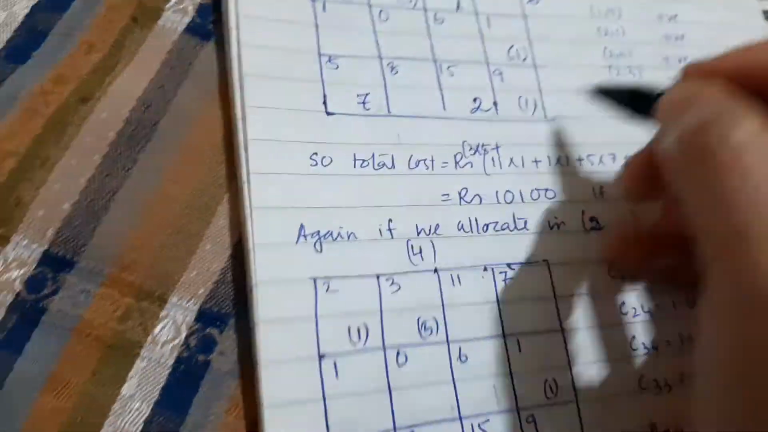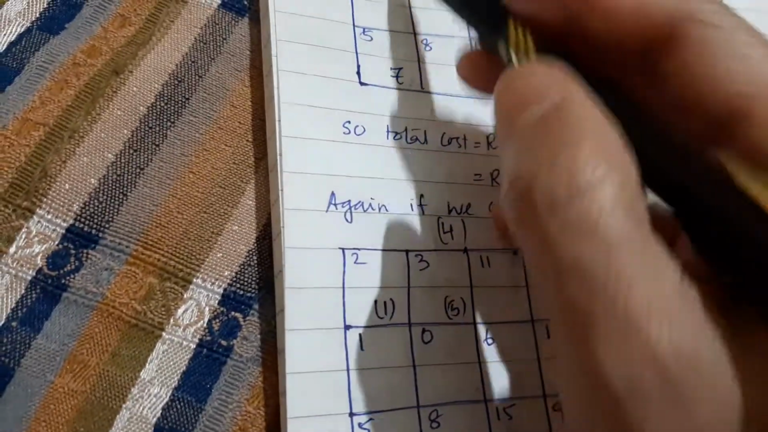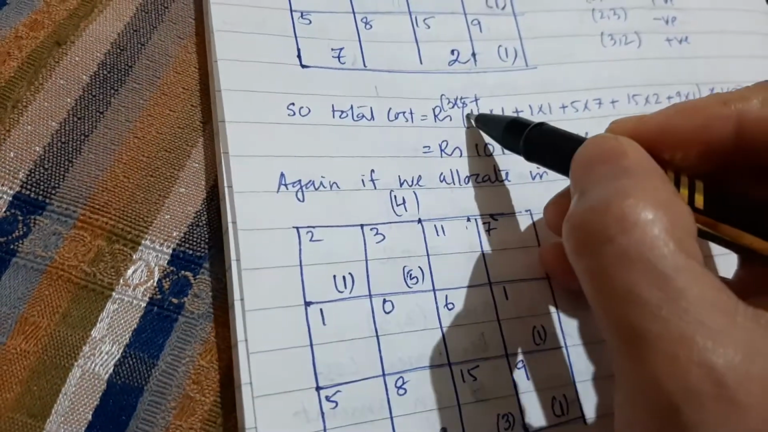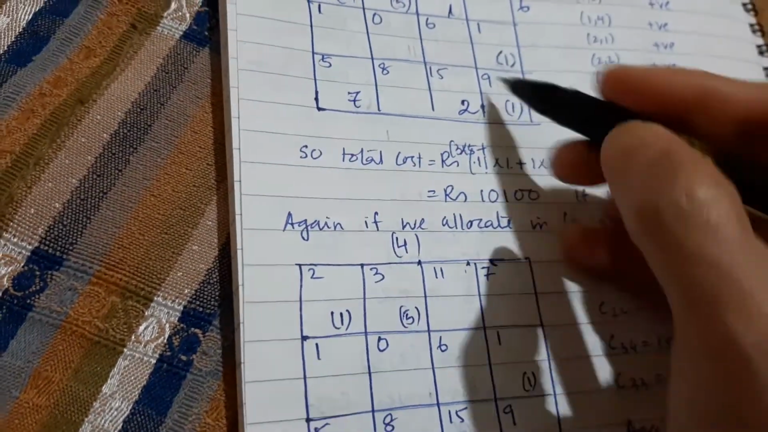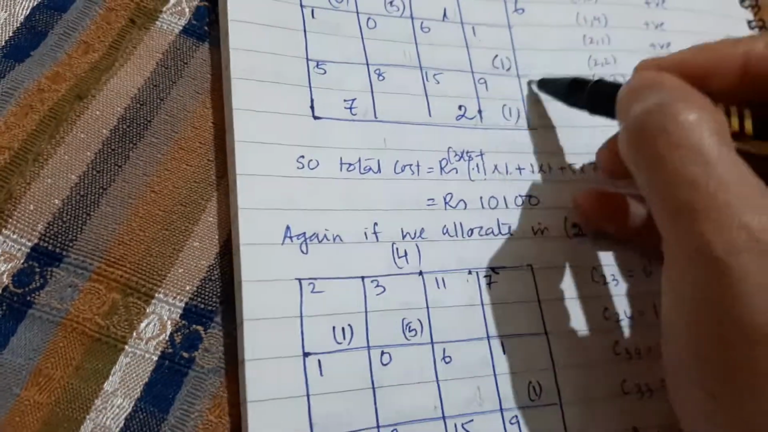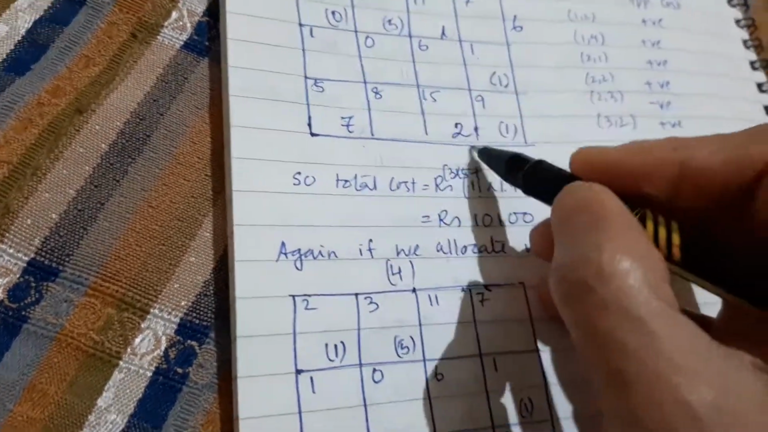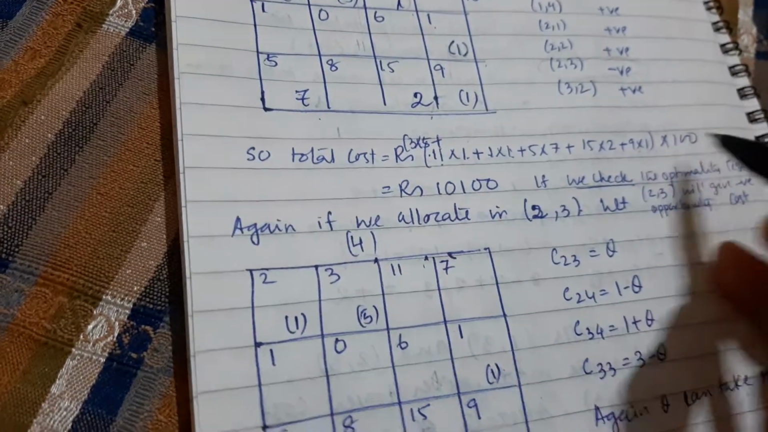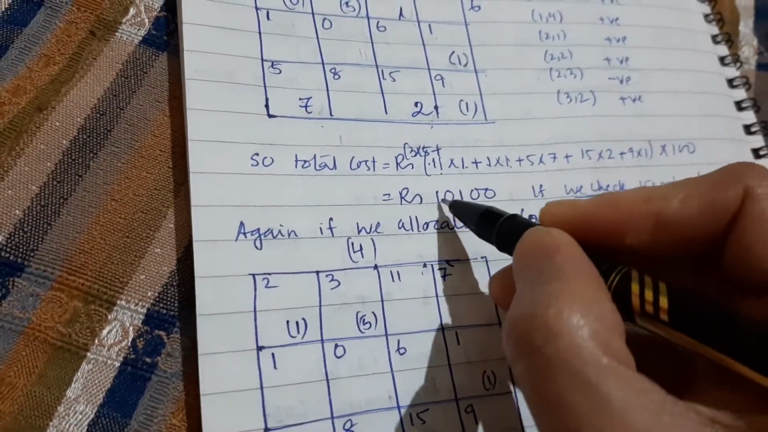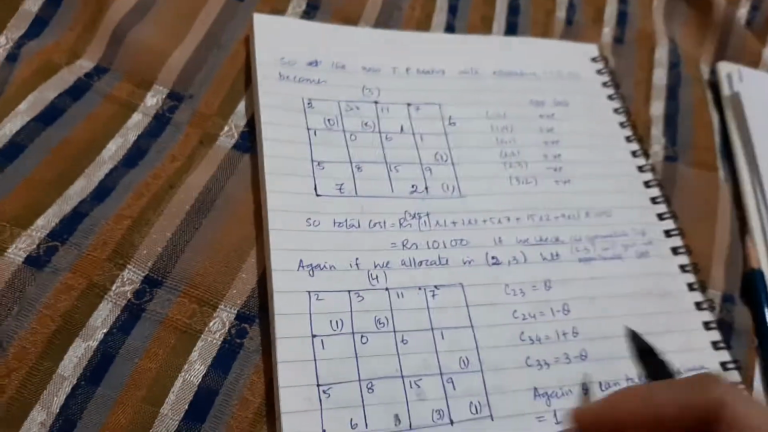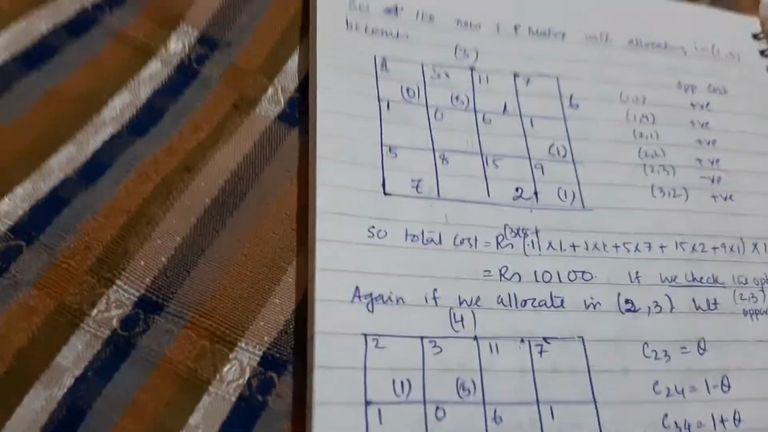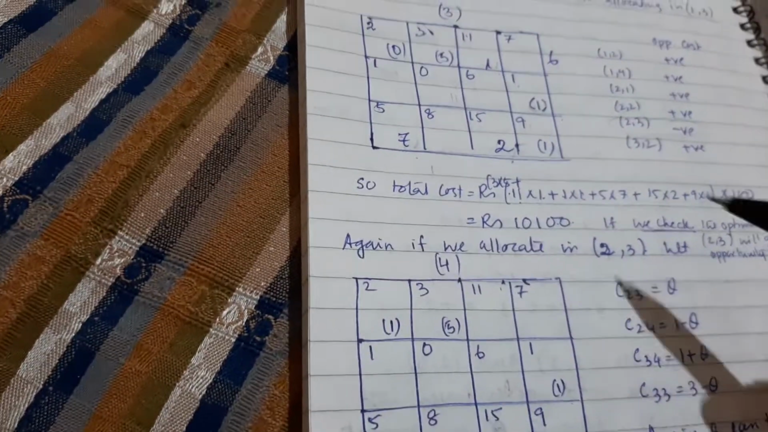Okay. So if I consider this one, so this 0 into 2, 3 into 5 plus 1 into 1, 3 into 5, 11 into 1 plus 5 into 1, 5 into 7 plus 15 into 2 plus 9 into 1 into 100, and this total cost becomes 10,100. And if you see the initial Vogel approximation method, our solution was 10,200, so it is reduced by 100 rupees.